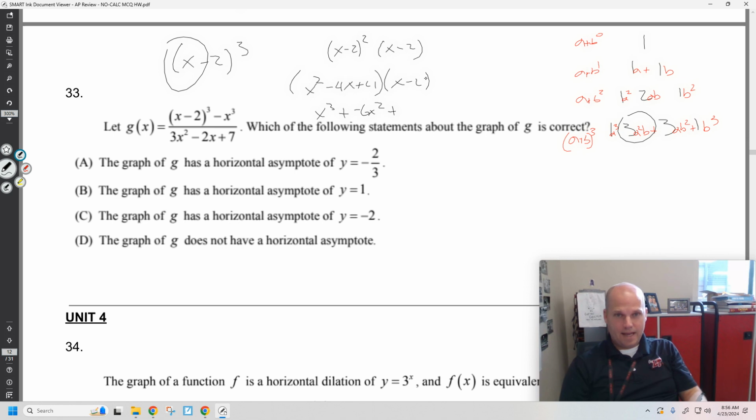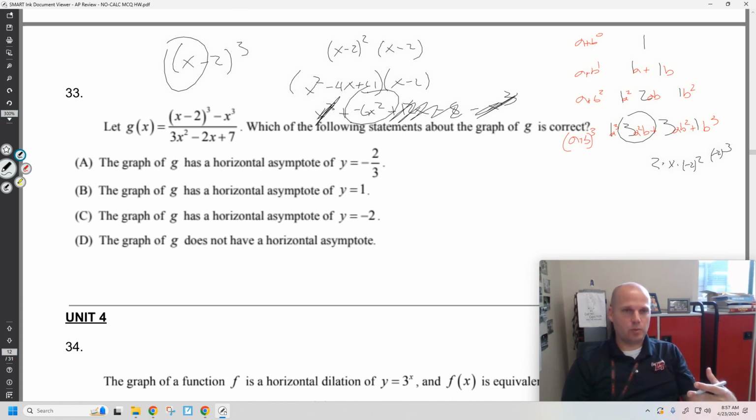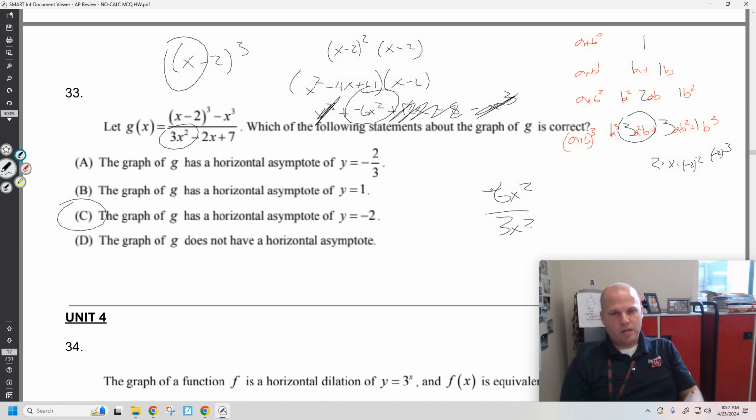We'd have 8x's and 4x's, which are 12x's. This is 3 times a times b squared. That's 3 times x times negative 2 squared. Boom, there's 12x. Then we have negative 8. That's negative 2 cubed. So anyways, the x cubes do go away. You are left with negative 6x squared as the dominating term in the numerator, positive 3x squareds in the denominator. Negative 2 would be our end behavior.